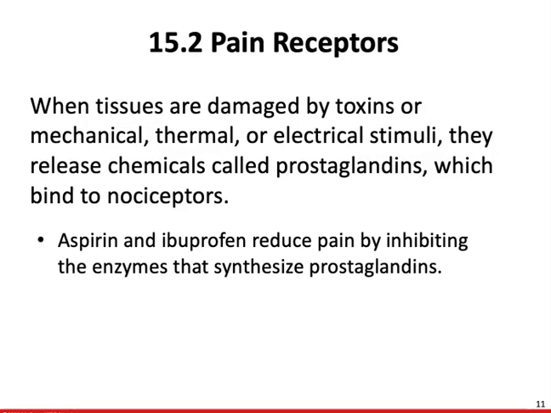We do, however, have pain receptors. Pain receptors are actually considered chemoreceptors. They're not responding to the presence of pain. They're responding to the presence of damage, skin damage specifically. When tissues are damaged by toxins or mechanical, thermal, or electrical stimuli, they release chemicals called prostaglandins, which bind to the nociceptors and notify us of that damage.